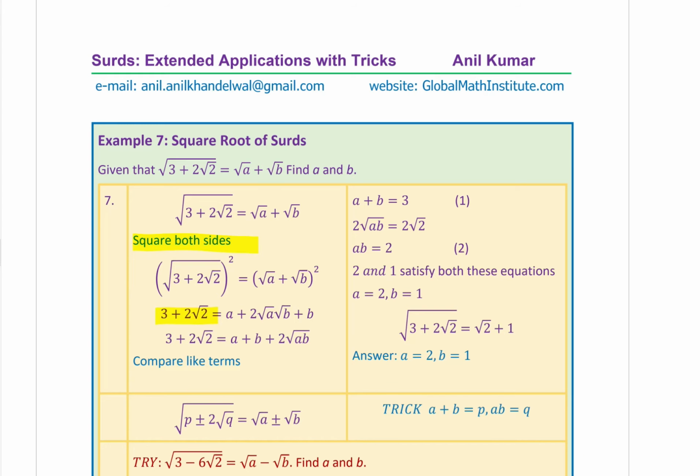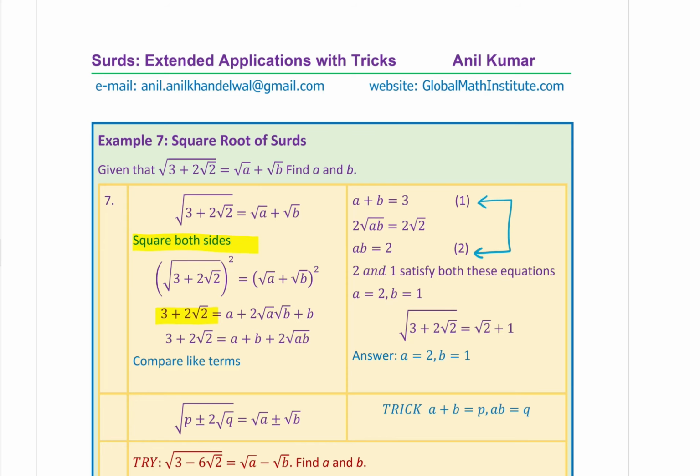What we get here is a, which is the square of square root of a, plus 2 times square root ab plus b. So you can rearrange and then compare the like terms just as we did last time, right? When you compare the like terms, we get a plus b equals 3 and ab equals 2. Now these two equations we need to solve, correct?